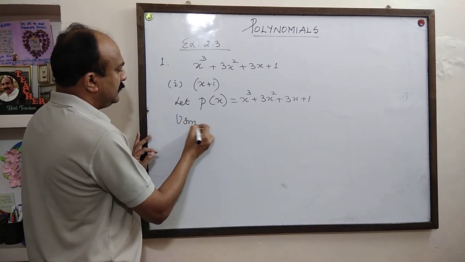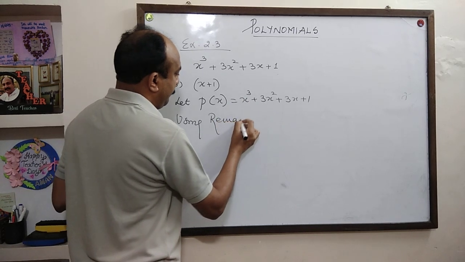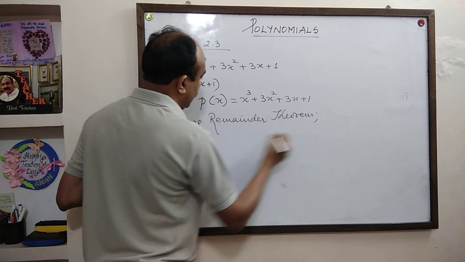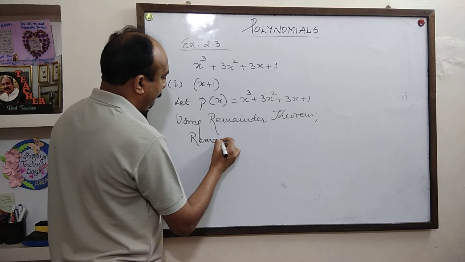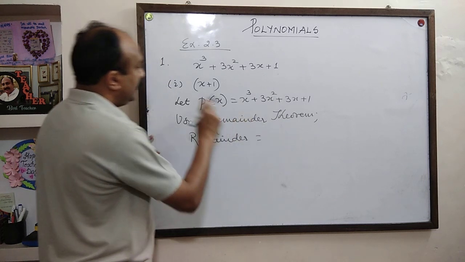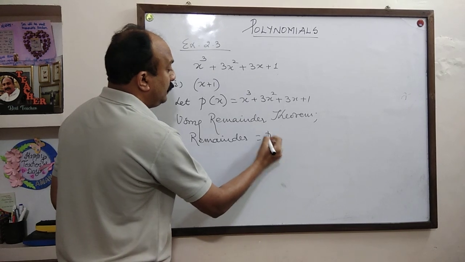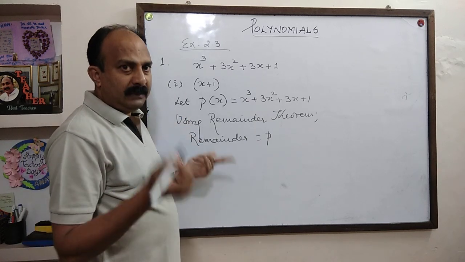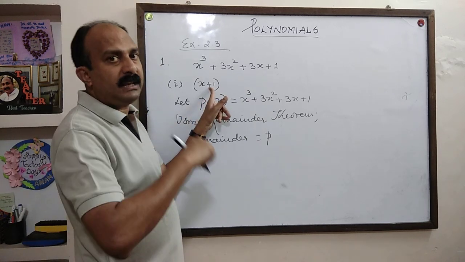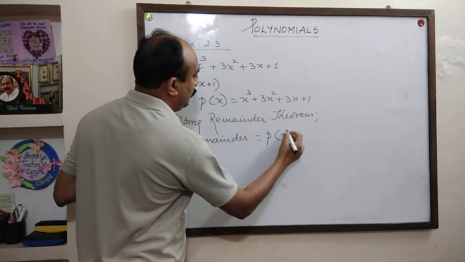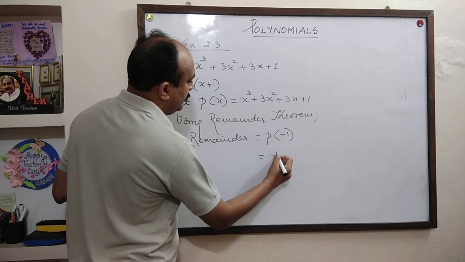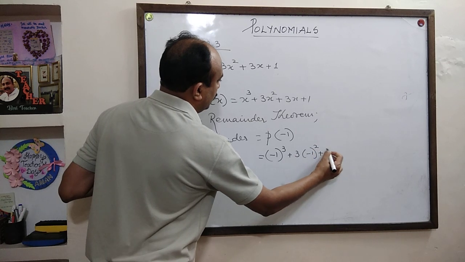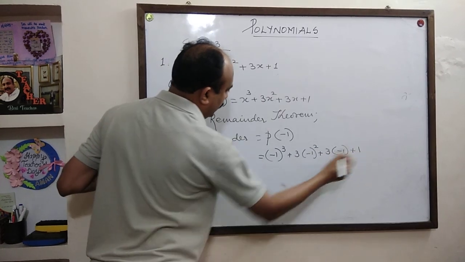Using remainder theorem, the remainder will be equal to p of minus 1. Here the divisor is x plus 1, so the value of a will be minus 1 as I explained just now. So remainder is equal to p of minus 1. P of minus 1 means minus 1 the whole cube plus 3 into minus 1 the whole square plus 3 into minus 1 plus 1.